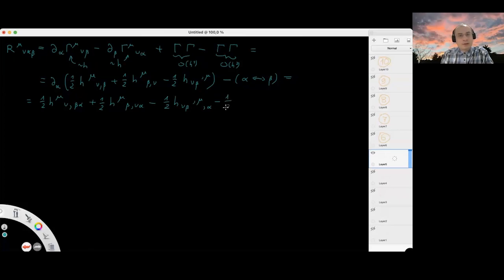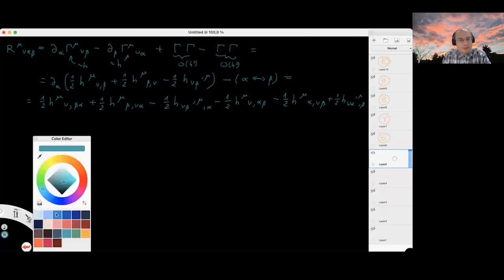Minus 1/2 h mu alpha beta, minus 1/2 h mu alpha mu beta, minus plus 1/2 h mu alpha mu beta. Okay. It's obvious that this term cancels out with that one. Let me use color here.